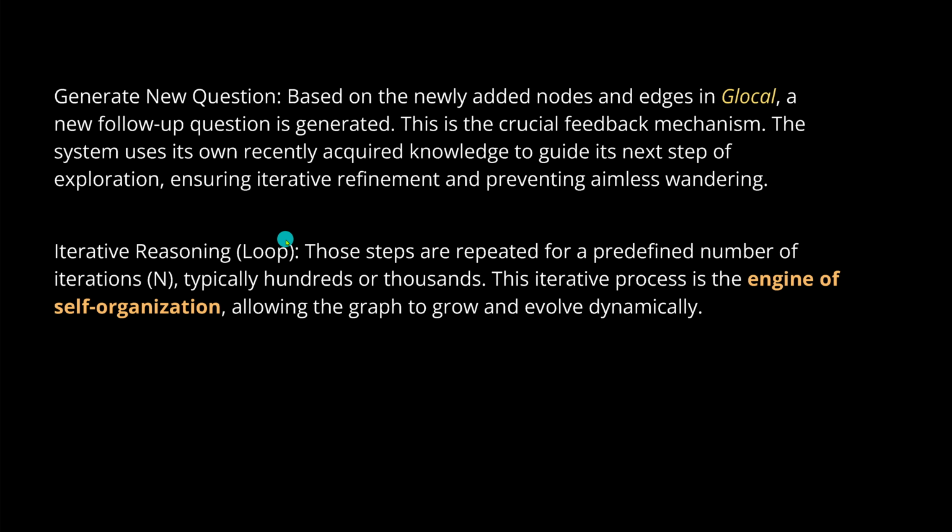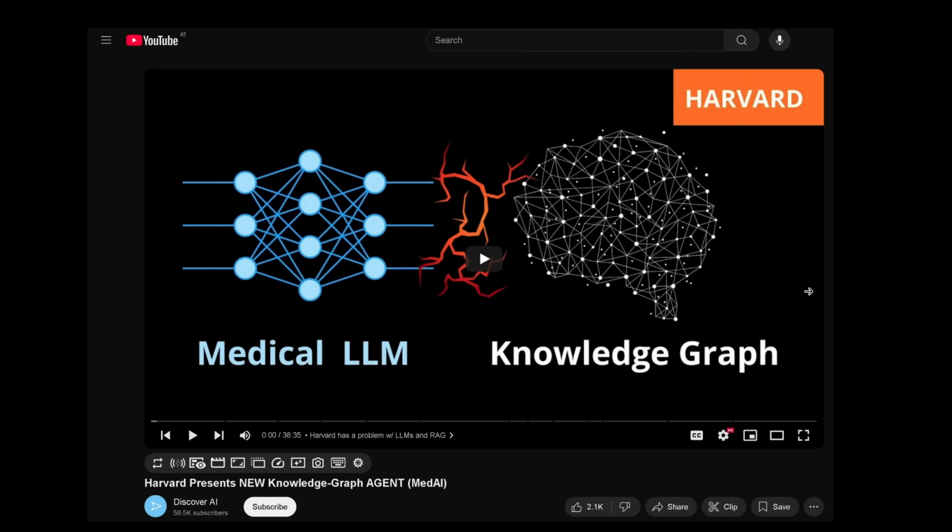And then we have iterative reasoning in the loop. It goes on and on and on. And this more or less is our engine of self-organization, allowing our main graph to grow and evolve dynamically by the knowledge fed in by our little AI agents. And there are hundreds of questions that remain, of course, because remember, we are talking here about the growth potential if we go to higher complexity levels of a knowledge graph structure as a network and of a neural network.